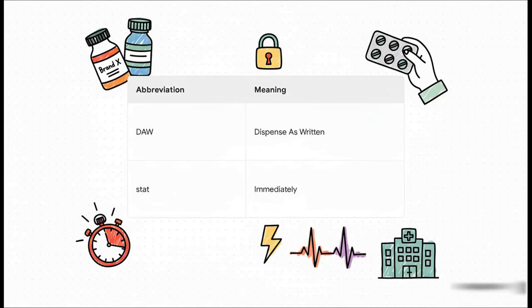And two last really important ones. DAW means dispense as written. This is a direct order from the doctor saying, do not substitute a generic for this drug. You have to dispense the brand name medication. And then there's STAT. When you see STAT, it means drop everything and do this now. It signals an urgent order, usually in a hospital, that has to be filled immediately.